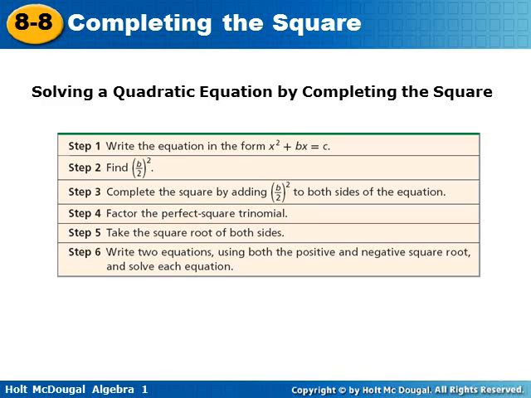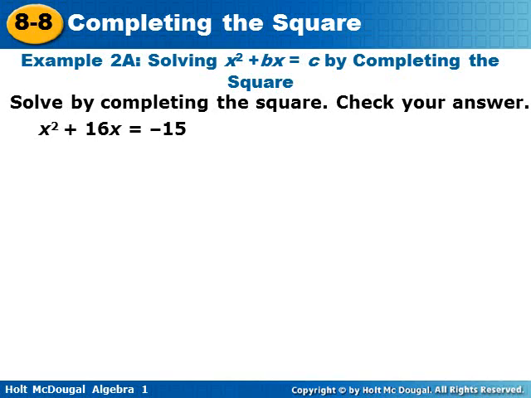Step 4, factor the perfect square trinomial. Step 5, take the roots of both sides. Step 6, write two equations, both using positive and negative square roots, to solve each equation.